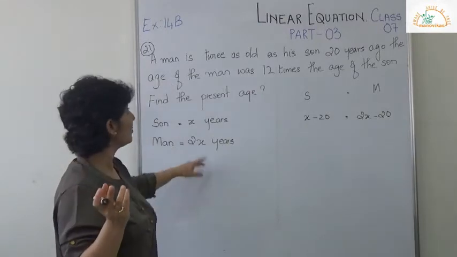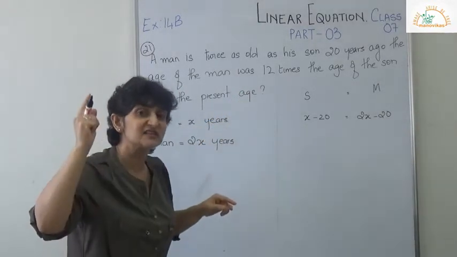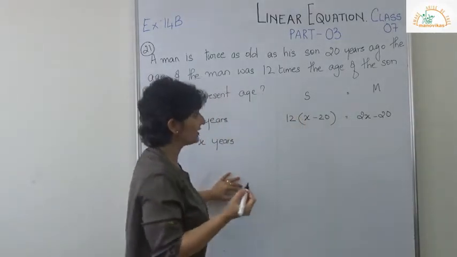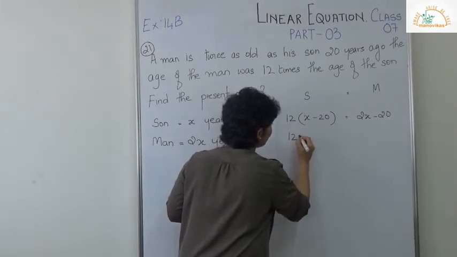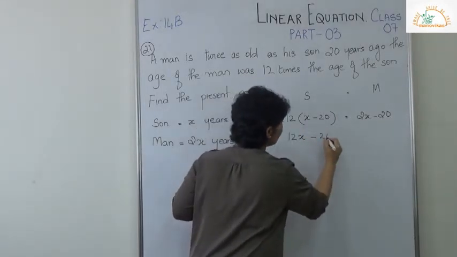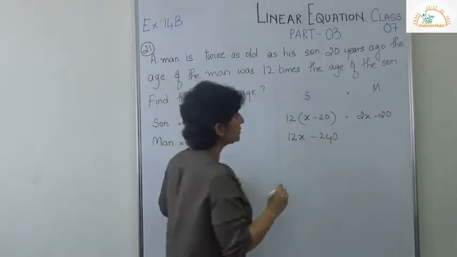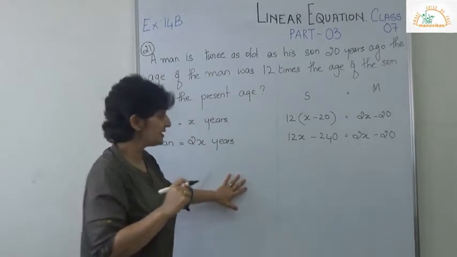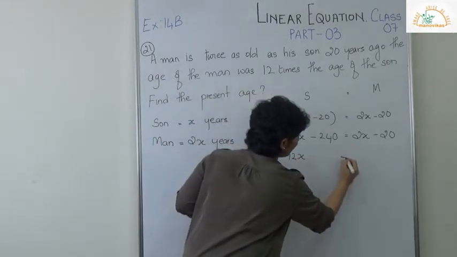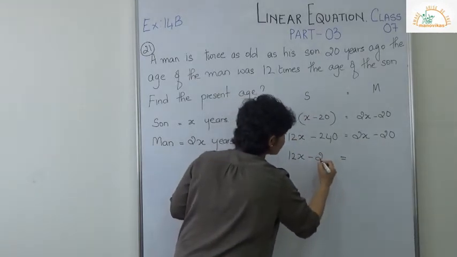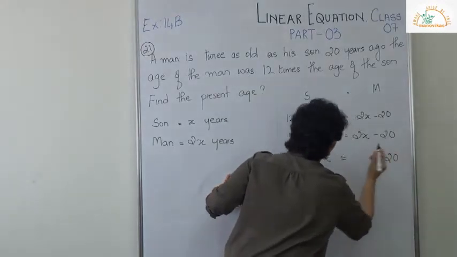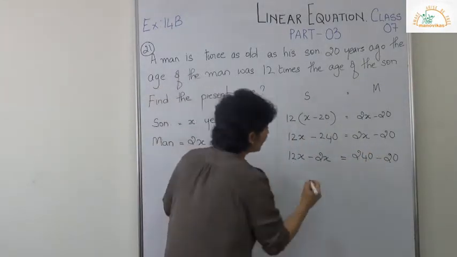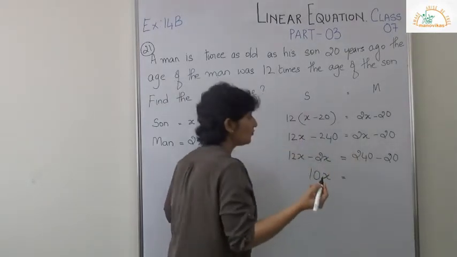Correct? 20 years ago, the age of the man was 12 times, means you're multiplying it by 12, 12 times the age of his son. Now let's find out the present age. So 12 into x would give me 12x minus 12 twos are 24 and put this 0, so 240, 12 into 20, which is equal to 2x minus 20. Okay, now let's bring the like terms together. 12x is here. 2x, when I bring this side, minus 2x. I have minus 20 here itself. Minus 240, when I bring this side, plus 240. 12 minus 2 is 10x, which is equal to 240 minus 20.